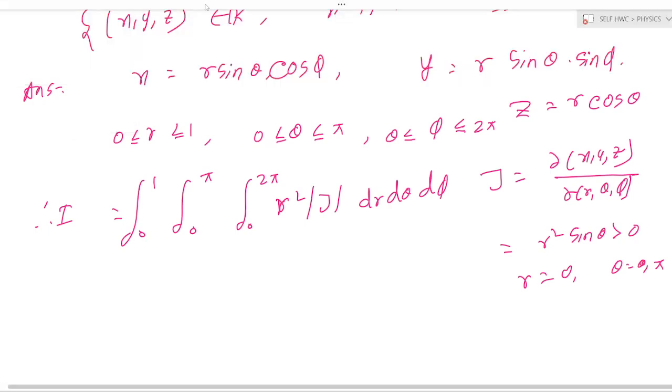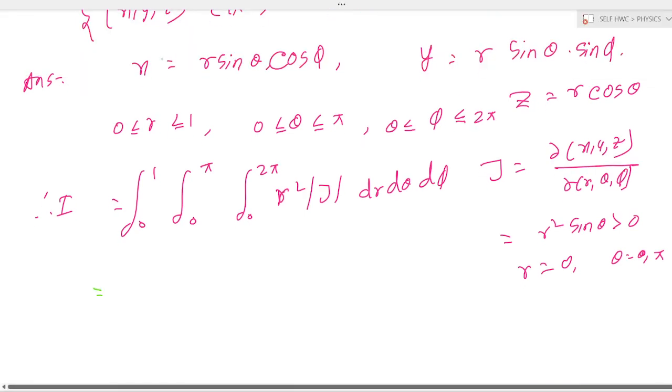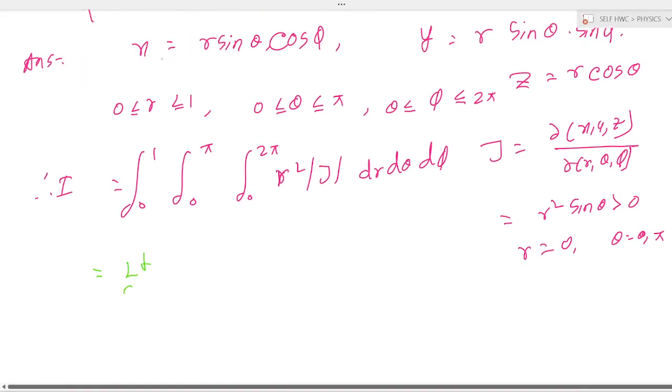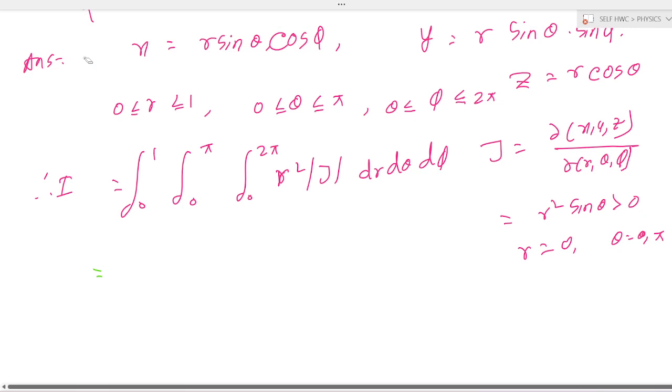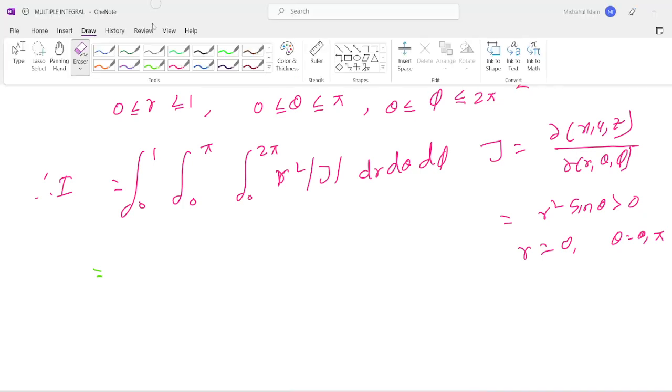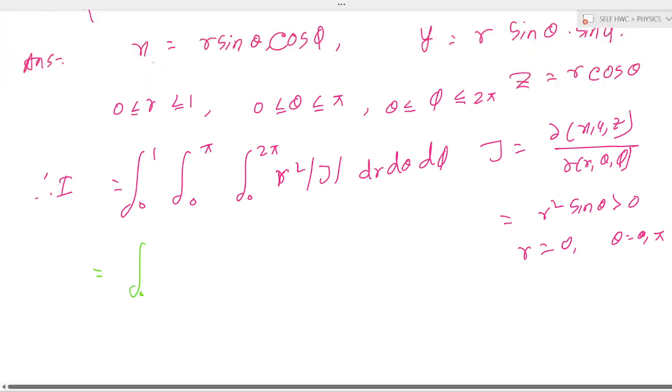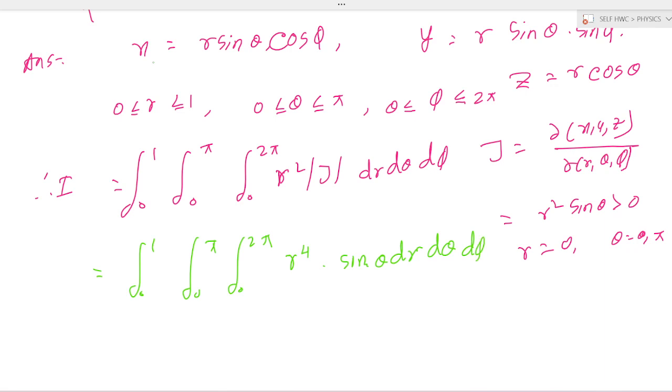Okay, and next is equal to limit epsilon 1 tends to 0 positive, and sorry, it is, and next is equal to 0 to 1, 0 to pi and 0 to 2 pi. It is r to the power 4 into sine theta dr d theta and d phi.